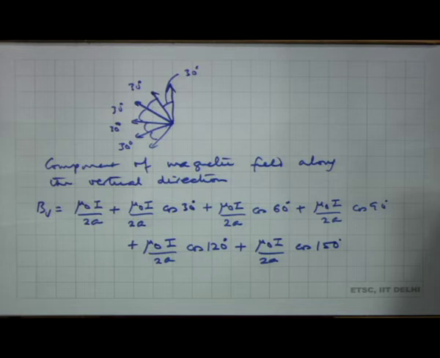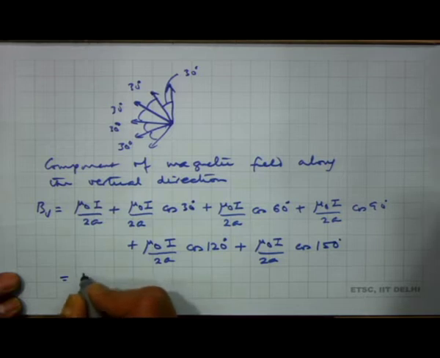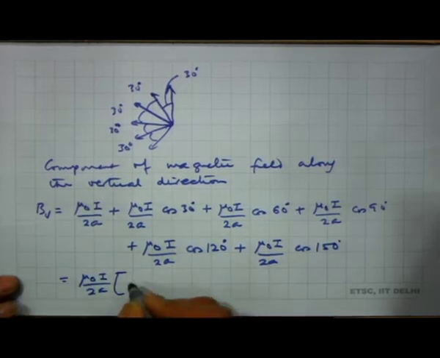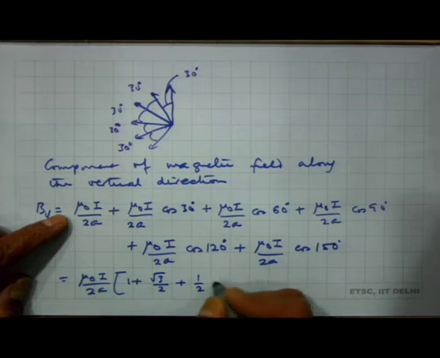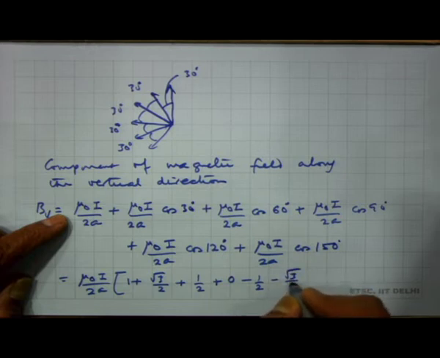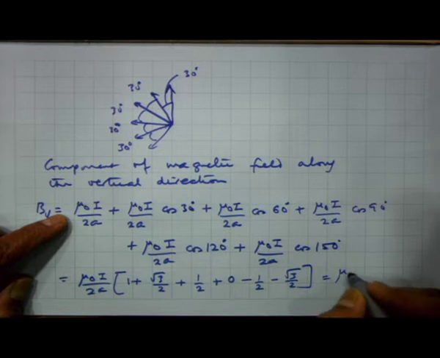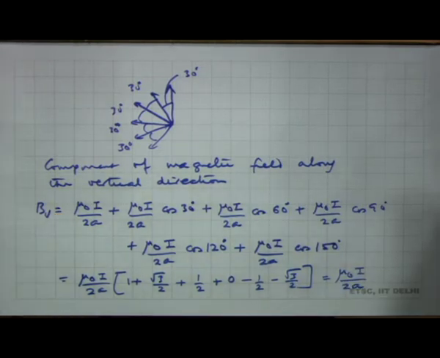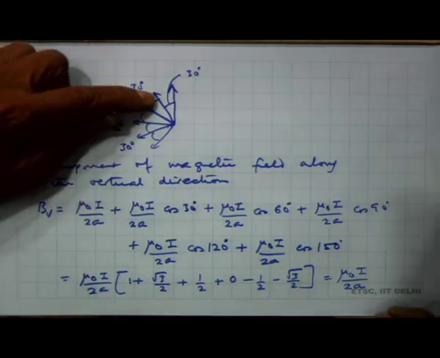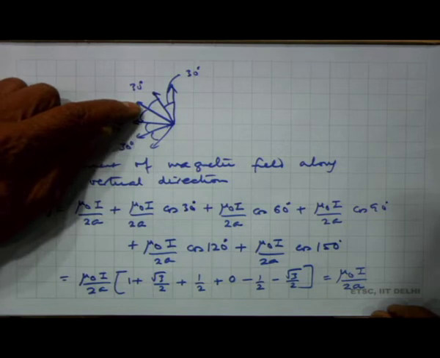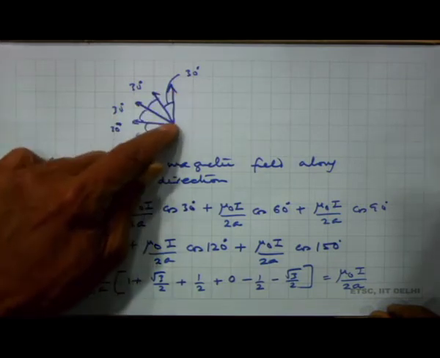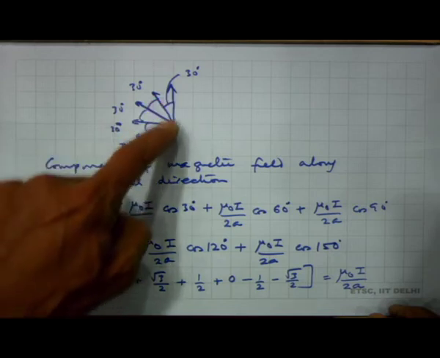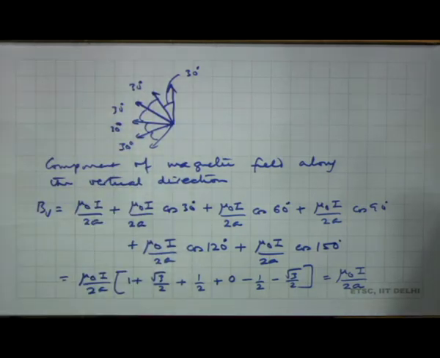This is the vertical component of each of the magnetic fields, which I can add up, and this happens to be mu naught I by 2a into 1 plus cos 30, which is root 3 by 2, plus cos 60, which is half, cos 90 is 0, cos 120 is minus half, and cos 150 is minus root 3 by 2, and this happens to be equal to mu naught I by 2a. So, what is actually happening is the vertical component of this field is cancelling the vertical component of this field, the vertical component of this field is cancelling the vertical component of this field. So, the total vertical component is nothing but the magnetic field produced by the horizontal coil, which is essentially vertical, and it is mu naught I by 2a.